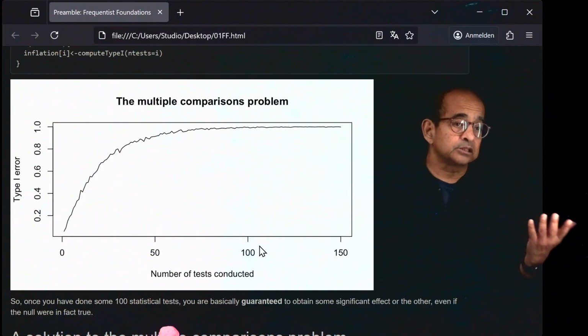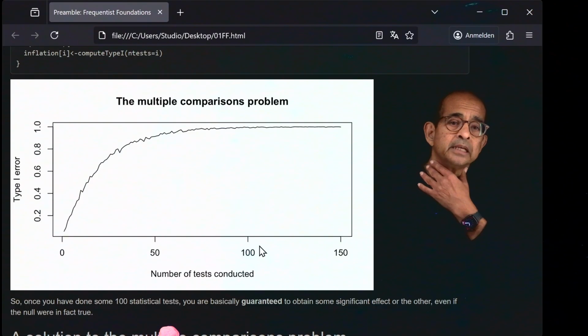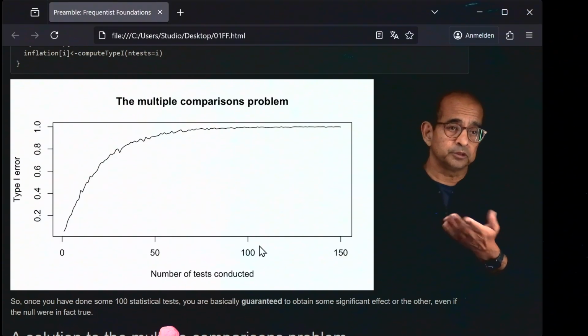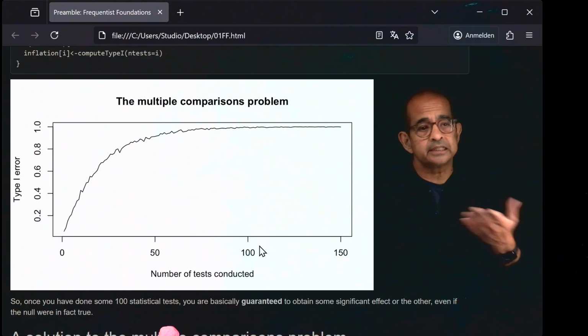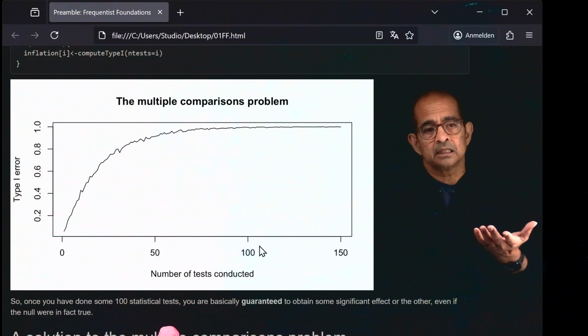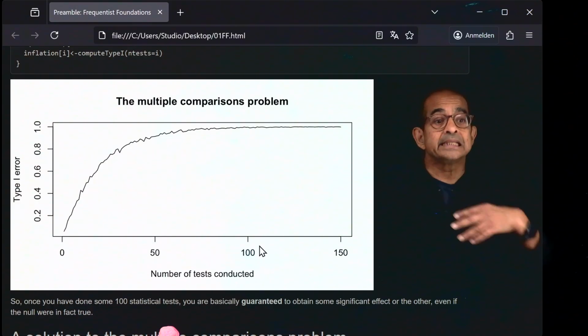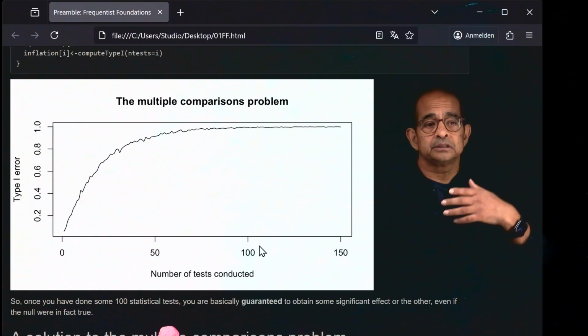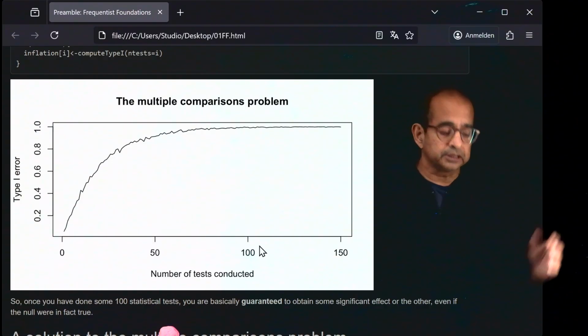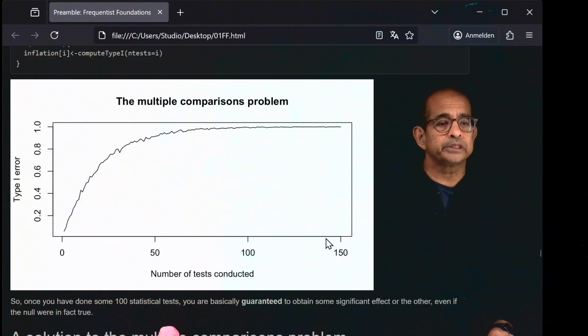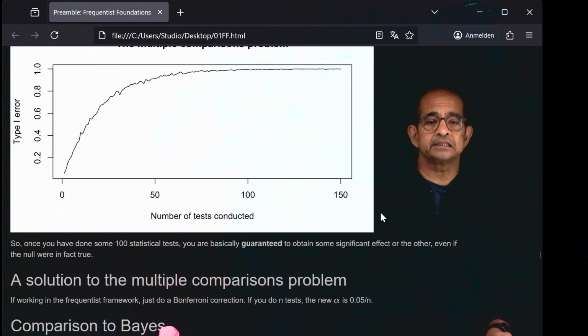So this is called the multiple comparisons problem, and it's a very serious issue, because if you carry out hundreds of statistical tests, you're guaranteed to get something coming out significant, even if the null hypothesis were true in all the cases, right? So you can end up with significant results that don't actually mean anything substantive for our scientific question. That is really bad news.